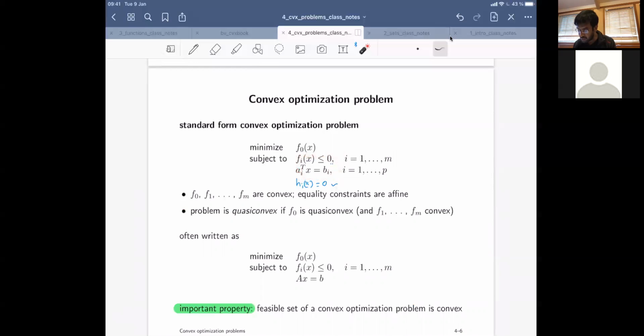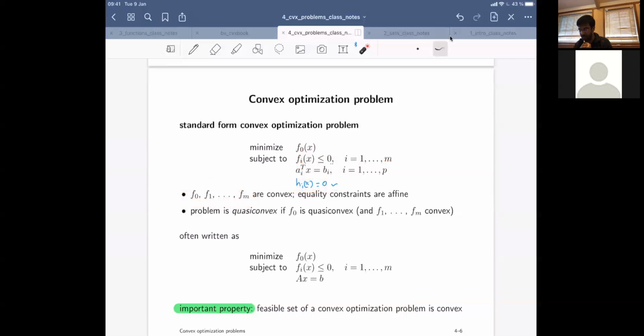Now under what condition is this problem convex? One is, of course, that the objective function has to be convex. The second is that the functions associated with the inequality constraints have to be convex. That means all these functions, from f0, f1, f2 up to fm, have to be convex. And the third thing is that we have an equality constraint here, right? That equality constraint should be affine. This h has to be an affine function.